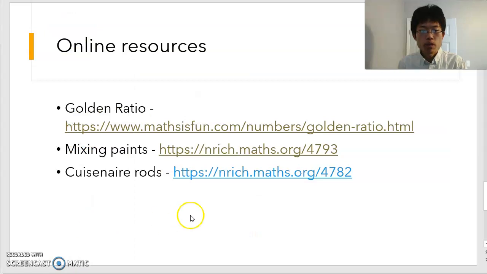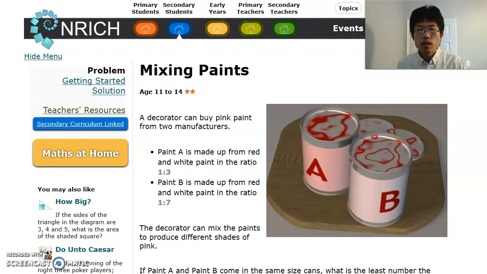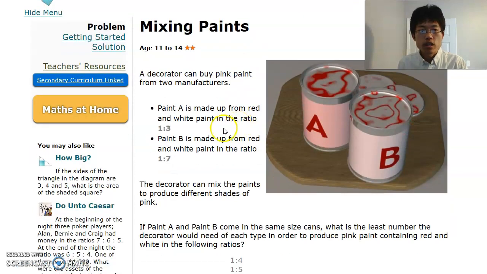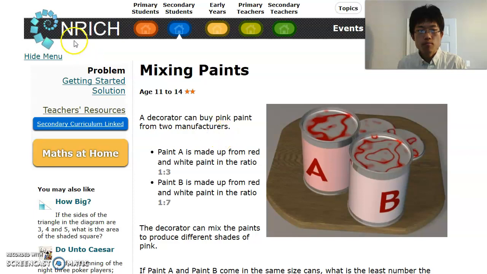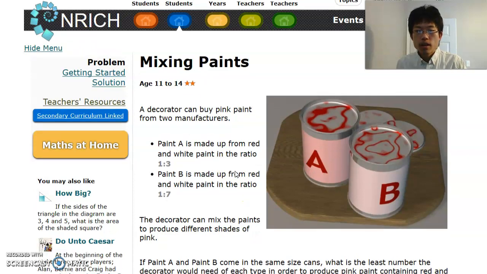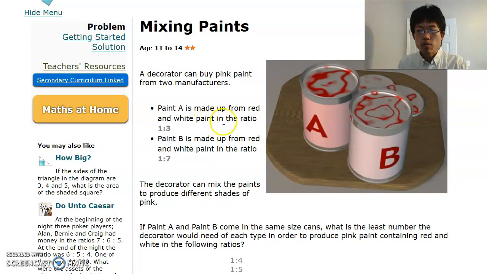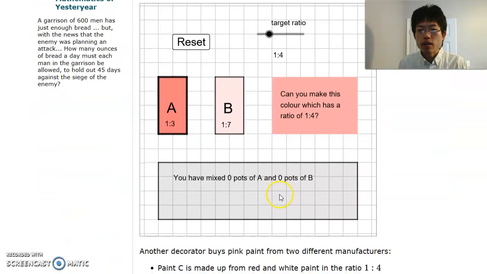And the next one is the mixing paints. I'm going to pull up the last one too, Cuisenaire rods. And here is the mixing paints. This is the Enrich Math website. What it's asking is: paint A is made up of red and white with a 1:3 ratio. Paint B is made up of 1:7. Now, if you were to make a color with the ratio of 1:4, how many of each do you need? That's a very good question.